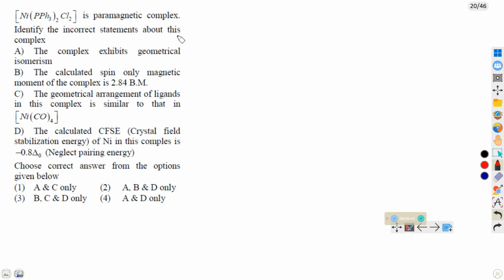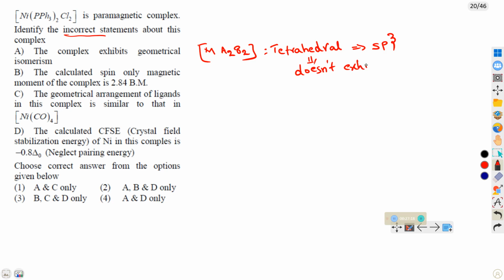Ni(PPh3)2Cl2 is a paramagnetic complex. Identify incorrect statements about this complex. Given complex is in the form of Ma2B2 and it is a tetrahedral complex. Tetrahedral complex, hybridization is sp3. Tetrahedral complexes do not exhibit geometrical isomerism. The statement says it exhibits geometrical isomerism, so first option is incorrect.